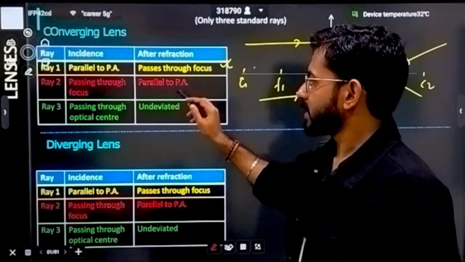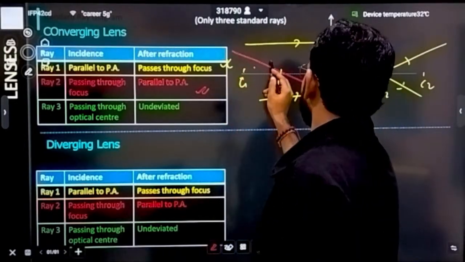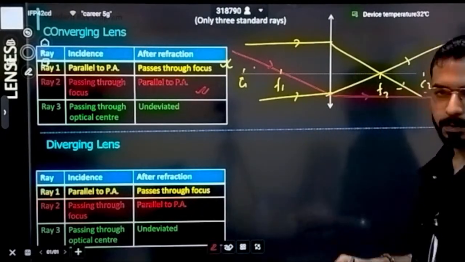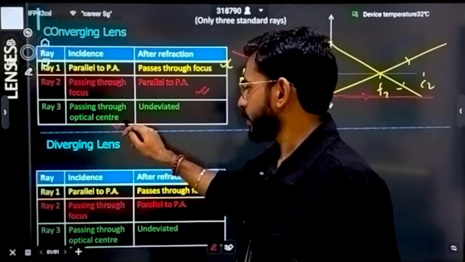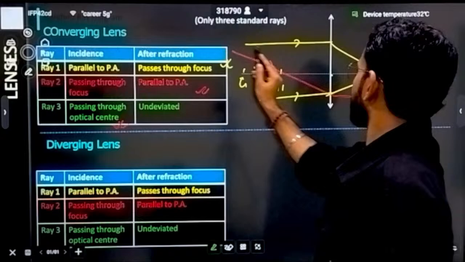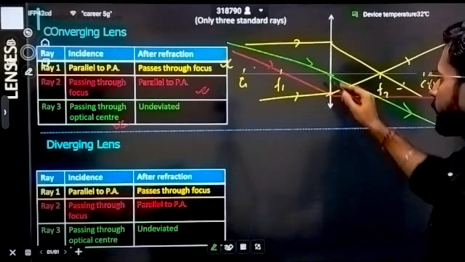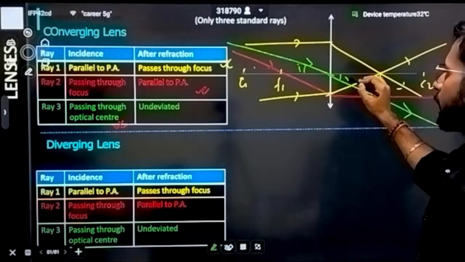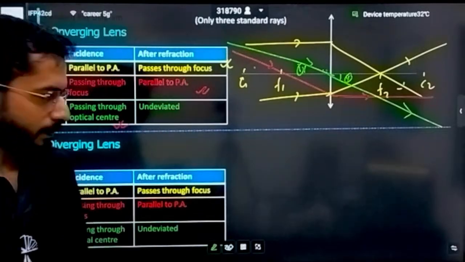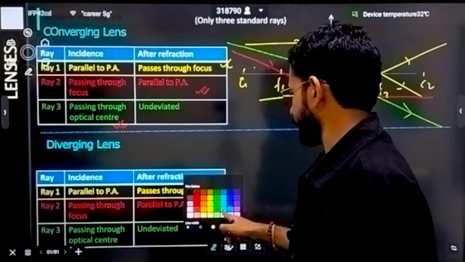Second one: if the light ray is coming and passing through the focus, after refraction what will be happening? It will become parallel. If it is passing through the optical center, that means it will pass undeviated, directly. That means angle i is equal to angle r. Okay. These are some basic properties that you have to understand. Clear? Same you can draw for this also.